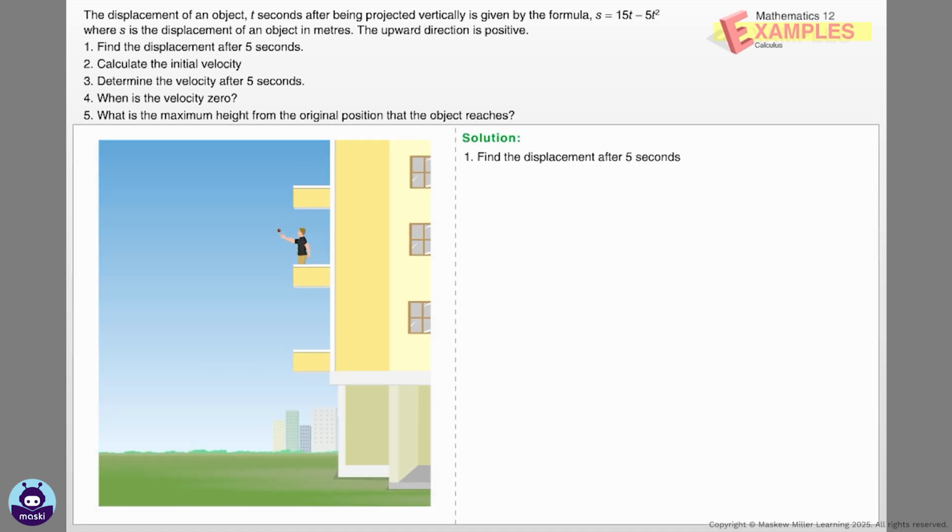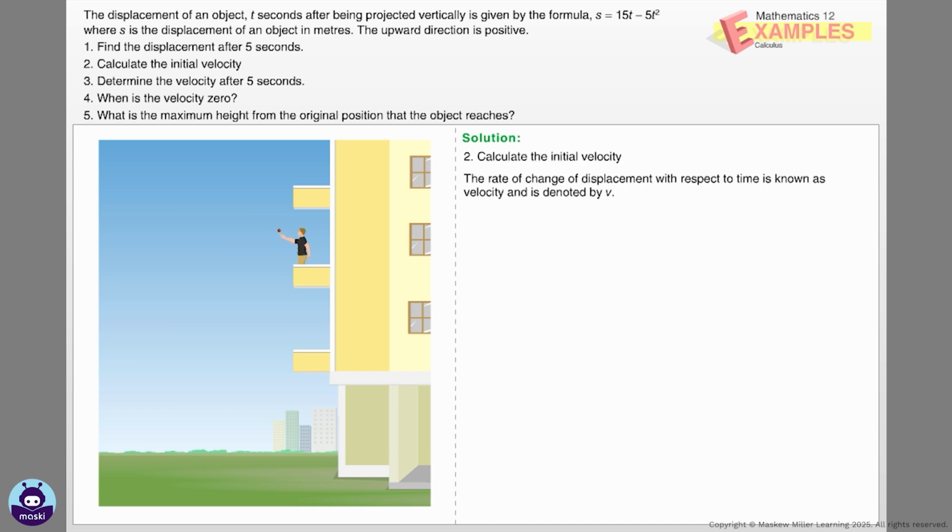Solution. The displacement after 5 seconds can be determined by substituting t equals 5 in the displacement formula. s equals 15t minus 5t². s of 5 equals negative 50 meters. The negative sign indicates that the object has fallen 50 meters from the original position.